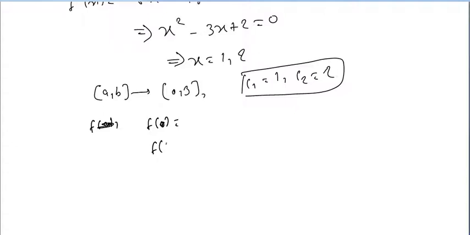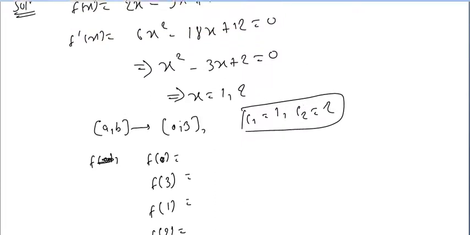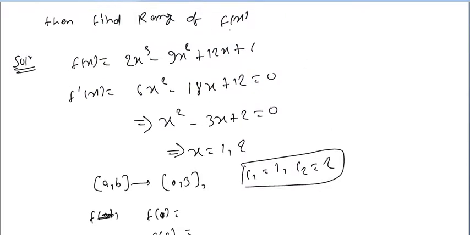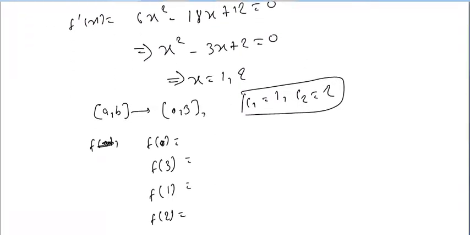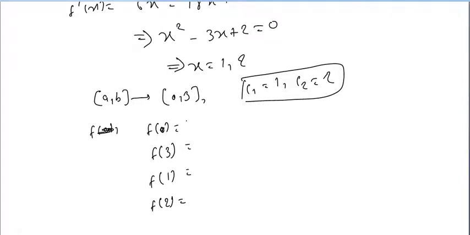Find f of B, that is f of 3. Find f of 1, that is f of C1, and find f of C2, that is f of 2, to find all the values at those points. So just see the function. What is f of 0? f of 0 is only 6. f of 0 is 6.